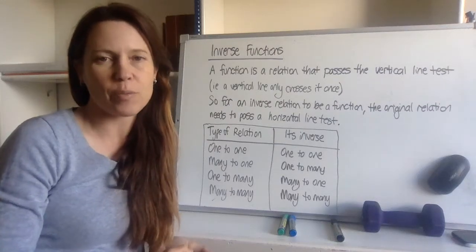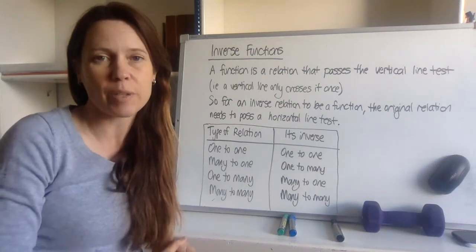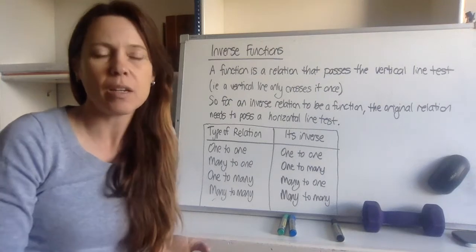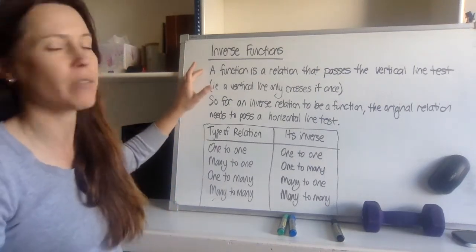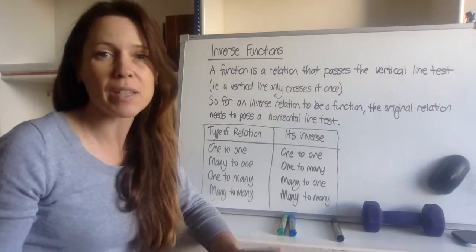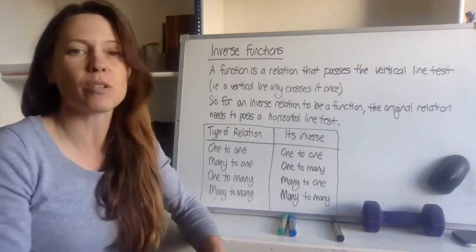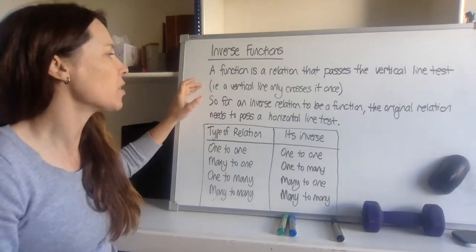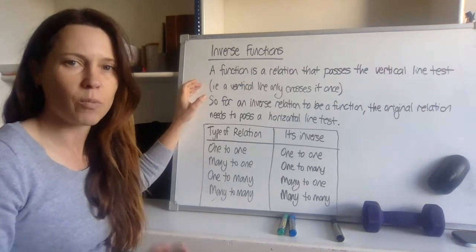Now so far I've used the word relation instead of function, because if you'll remember, a relation is anything that you can graph on a Cartesian plane, whereas a function is a very specific relation. It's a special one that passes the vertical line test. Now we've seen this way back at the start of year 11, but it's a good reminder to look at it again. Passing a vertical line test means that a vertical line only goes through it once.